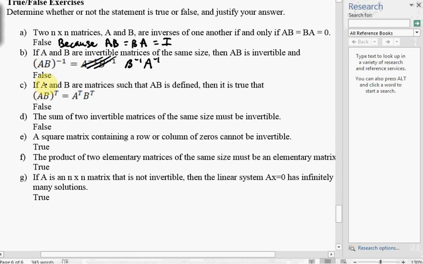What about C? If A and B are matrices such that AB is defined, then it is true that the transpose of AB is equal to A transpose B transpose? False. Why is that? Because it's supposed to be what? Again, it's a property. This is B transpose A transpose. Make sure you go back and review those properties, okay?